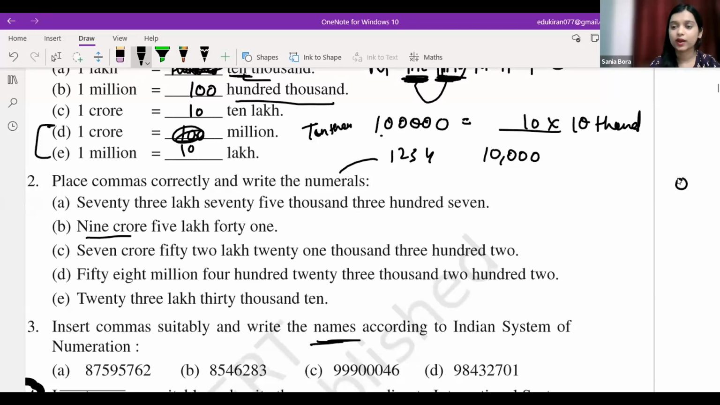Okay. So ones, tens, 100, 1000, 10,000, 100,000, and then million. So over here it is 50 million and 10 million. So it is 58 million. Yes. And then 400.